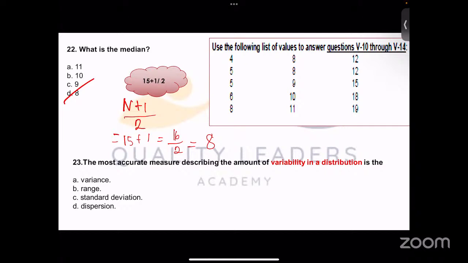Number 23, the most accurate measure describing the amount of variability in a distribution is the A, variance, B, range, C, standard deviation, D, dispersion. What's the answer here? Okay. The answer here is the standard deviation, the most accurate measure of variability in a distribution. Okay.